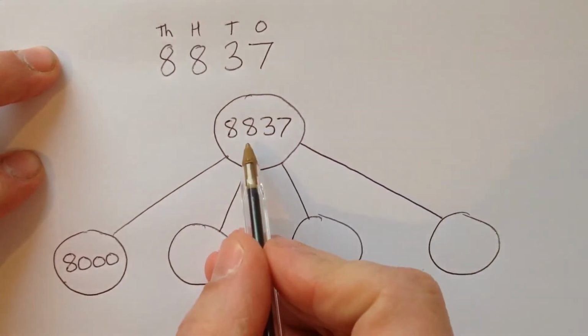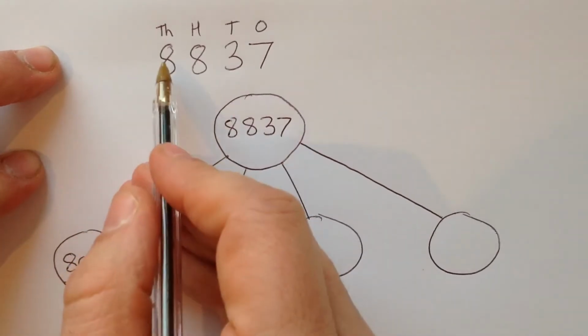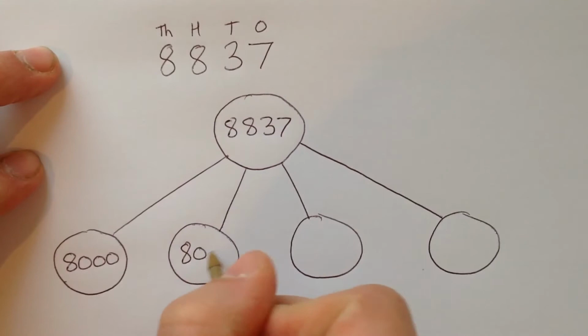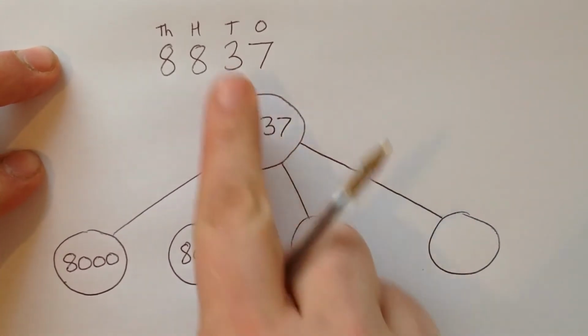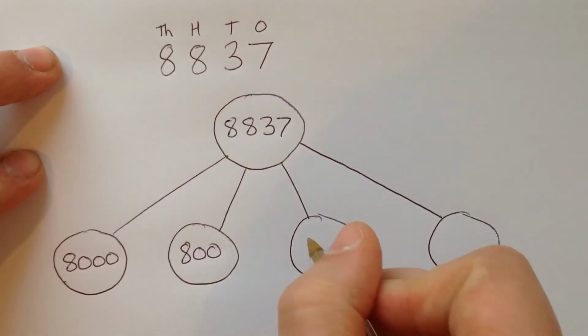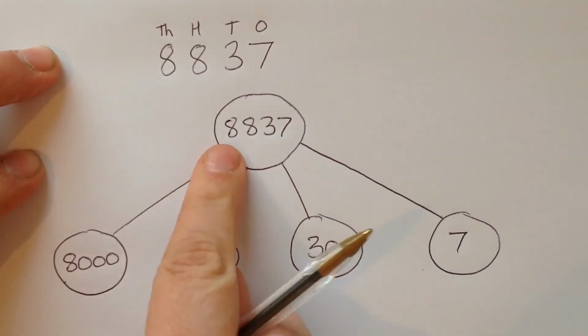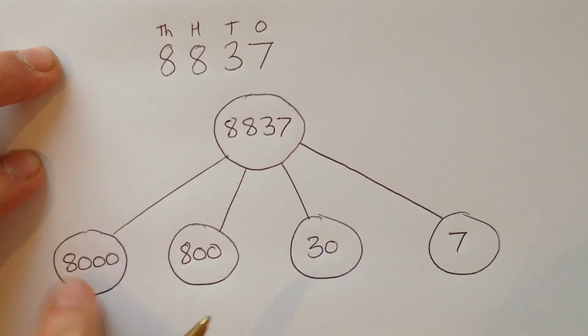The next number was the 800 that is sitting in there in 8,837, so I'm going to have the 800 here. Then I've got my 3 tens, or my 30. So that's going to go over here. And finally I have my 7 ones. So I have 8,837 split into 8,000, 800, 30 and 7.